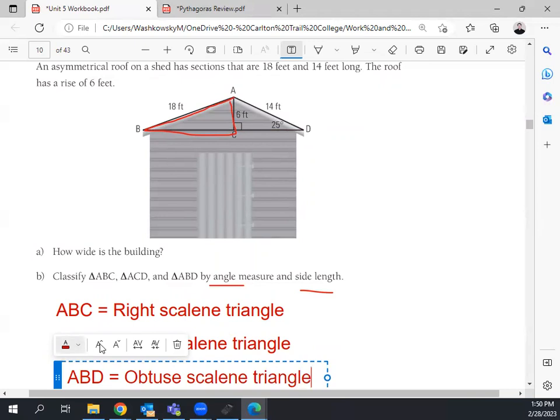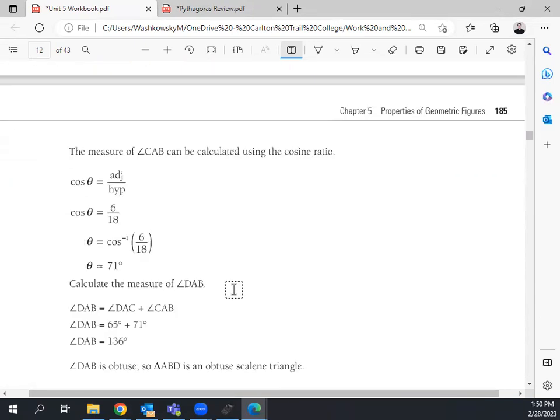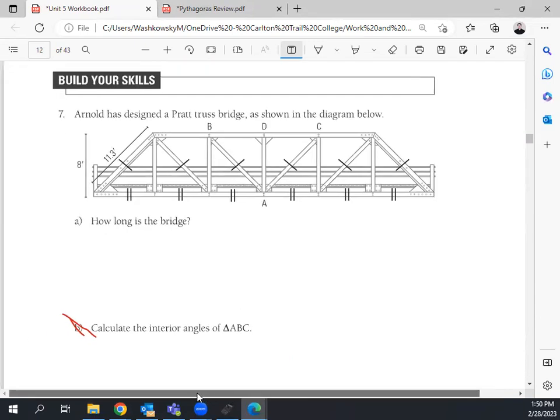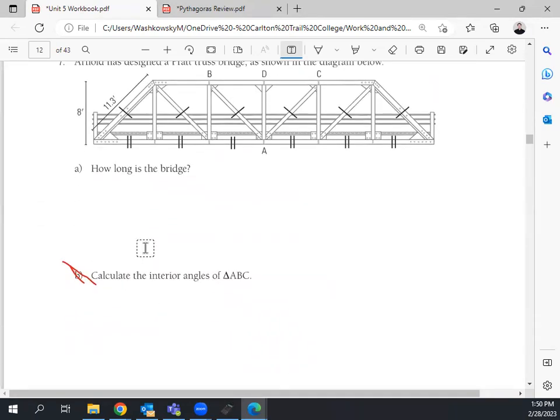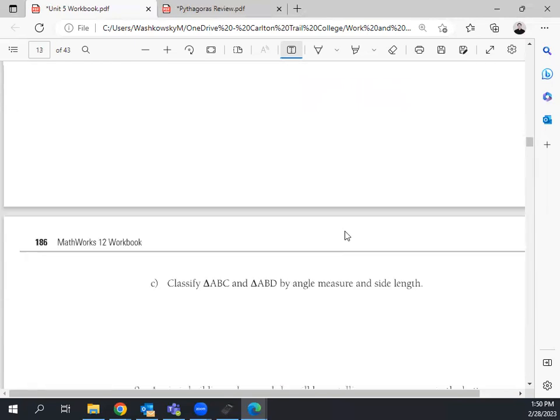Now, question 7, I'm skipping on past a little bit here. Question 7, first off, you don't have to do question B with that if you don't want to. It uses trig. If you can, cool. I think it has a solution. Oh, it doesn't have a solution later.